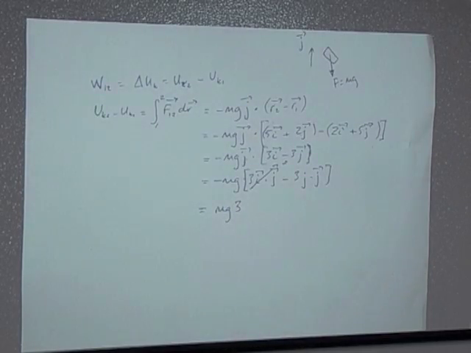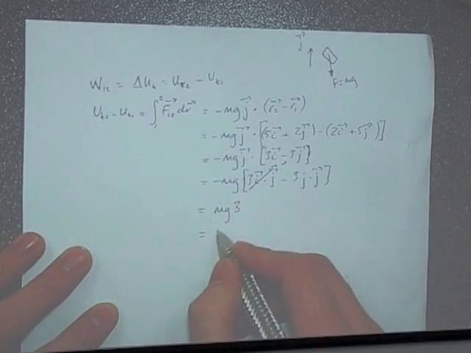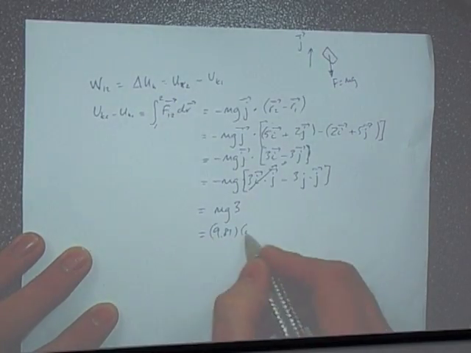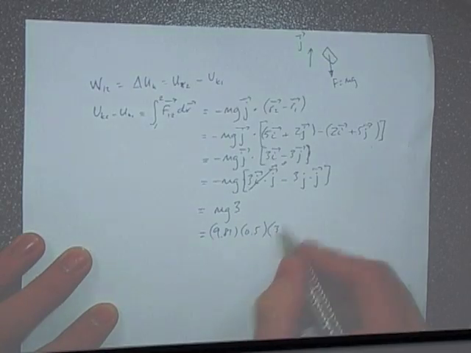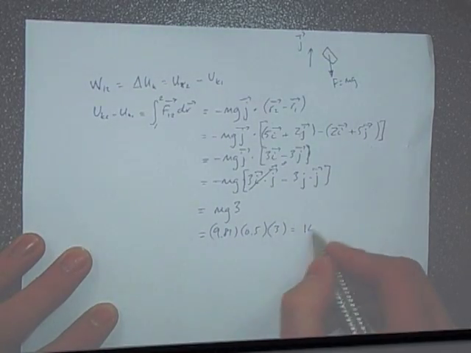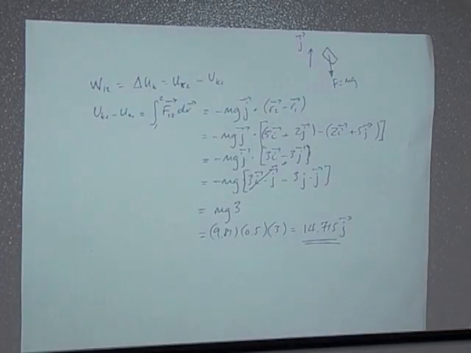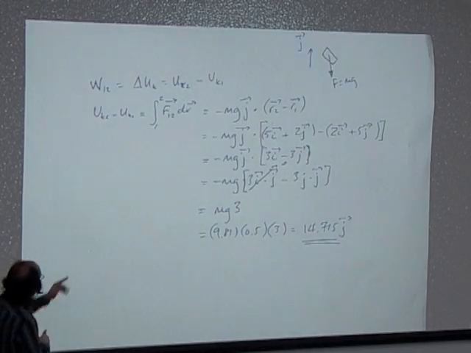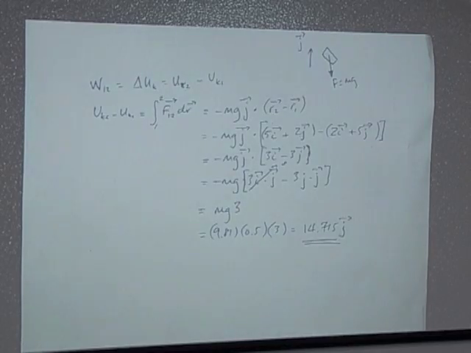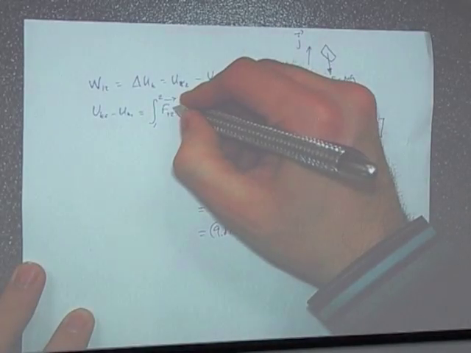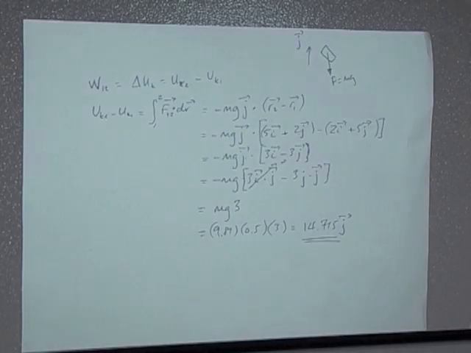And we end up with mg times 3, so that's going to be 9.81 times the mass, 0.5, times 3. And that comes out to be 14.715 J. There's the work done by gravity on that point. So this is just very simple. I've forgotten the dot up there. That's a dot, by the way. It's very simple vector manipulation, basically.